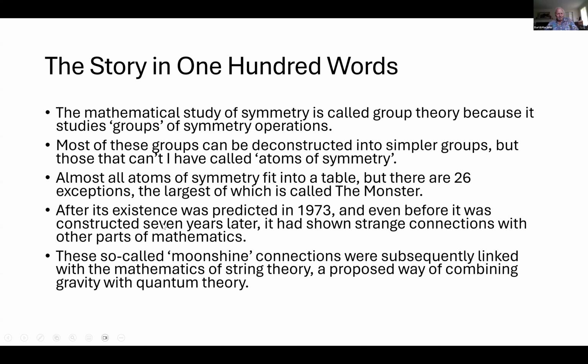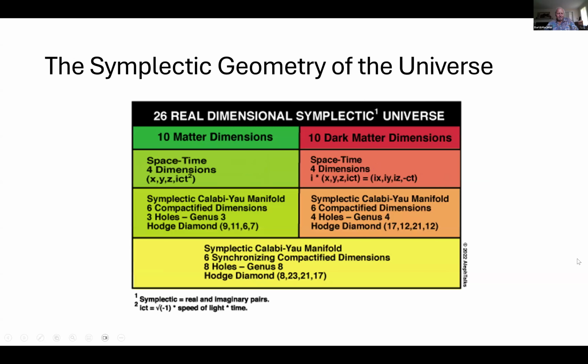After this monster was predicted in 1973, it had shown strange connections to other parts of math, and these other areas were called moonshine because they linked the mathematics of this group theory that we're talking about here with string theory, which is a way that physicists have come up for talking about the vibrations of strings, which, in fact, are what controls everything. And that's what we saw in our earlier picture here. We'll just go back to it.